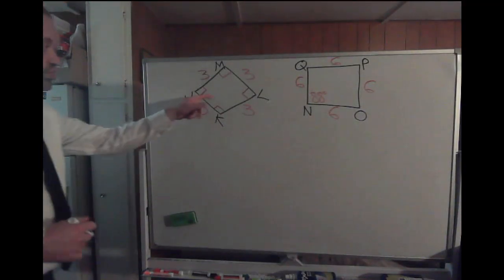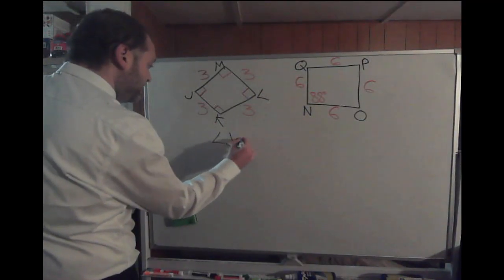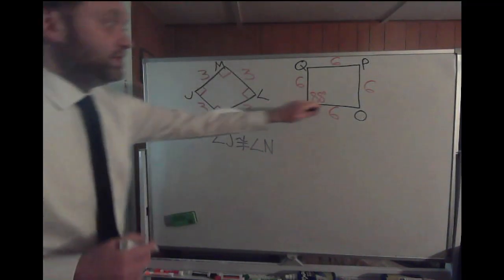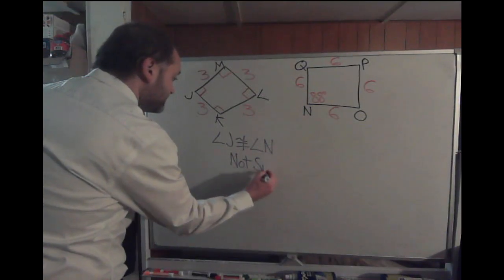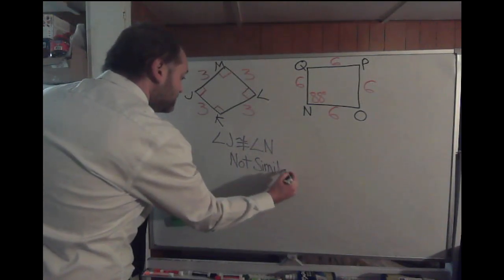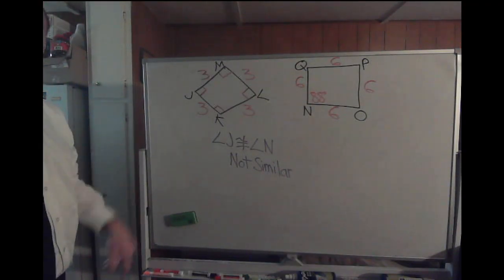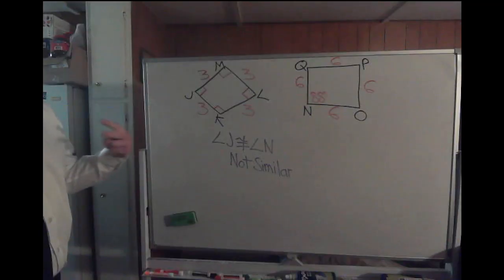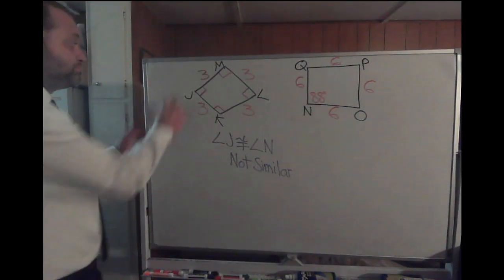But angle J, the corresponding angle to angle N, is not congruent. Angle J is not congruent to angle N because 90 definitely does not equal 88, right? So these two polygons are not similar. So in other words, in order for polygons to be similar, both criteria have to be met. That corresponding angles are congruent, and also that every single side between the two polygons, the corresponding sides, has to have the same scale factor.